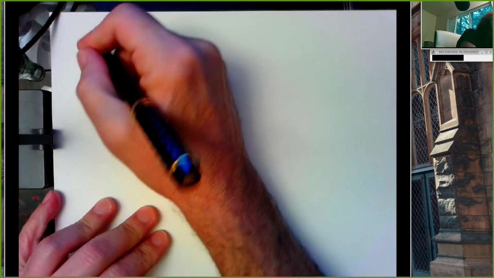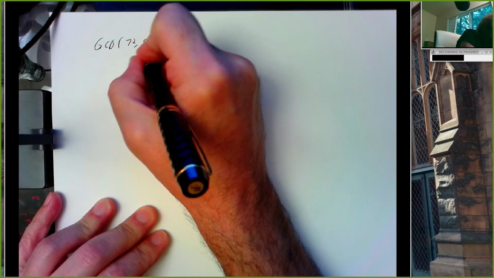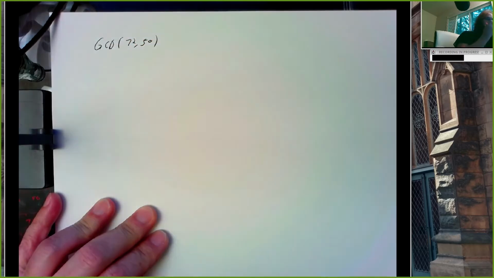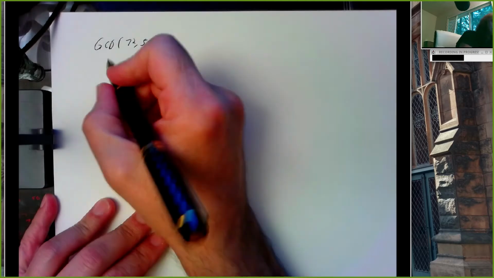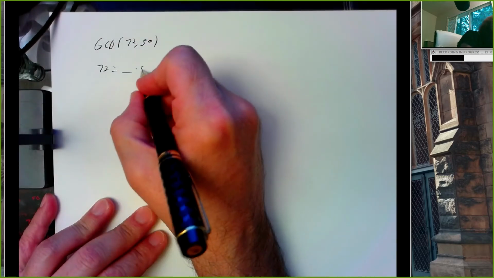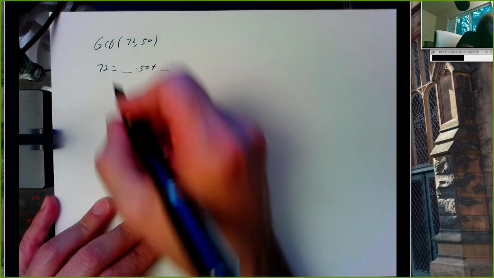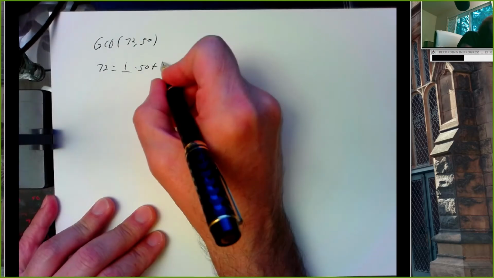All right, let's just do a random GCD problem. So let's find the greatest common divisor of 72 and 50. We take our first number and write it as something times the second number plus some remainder. So 72 will be 1 times 50 plus 22.